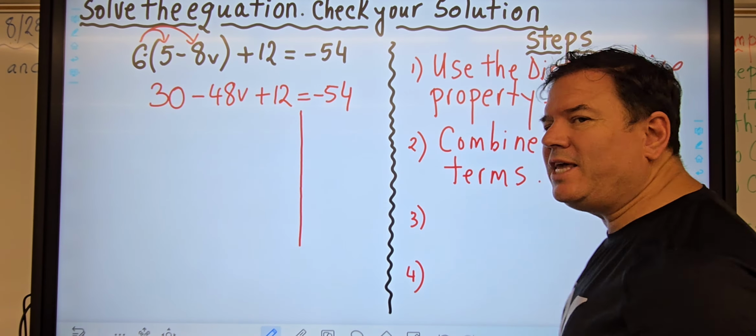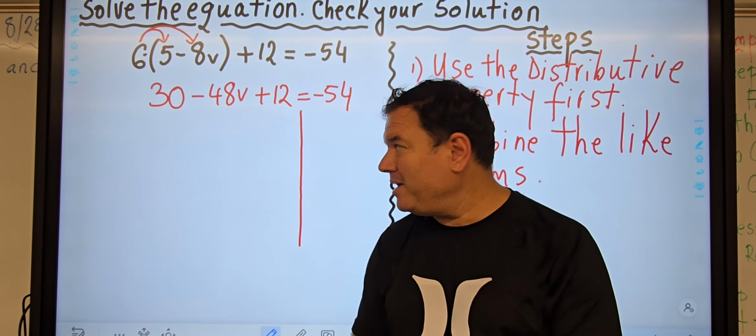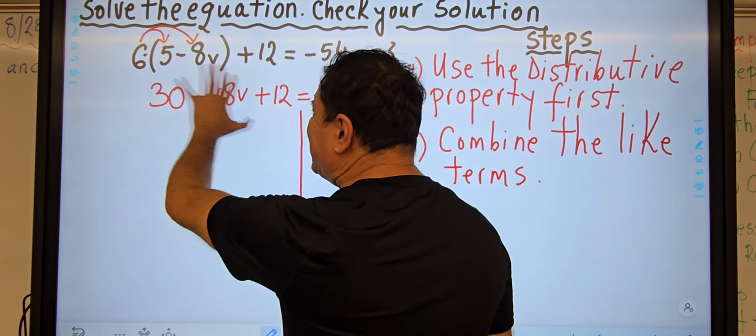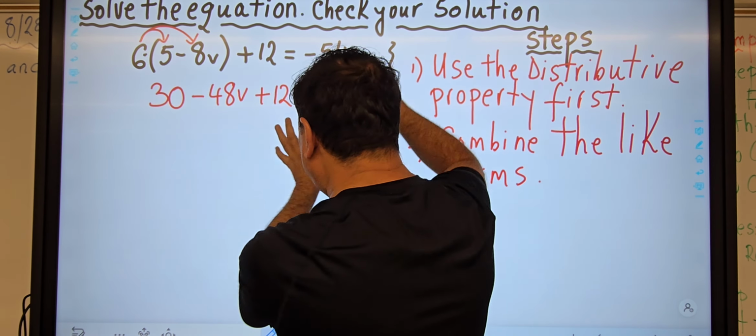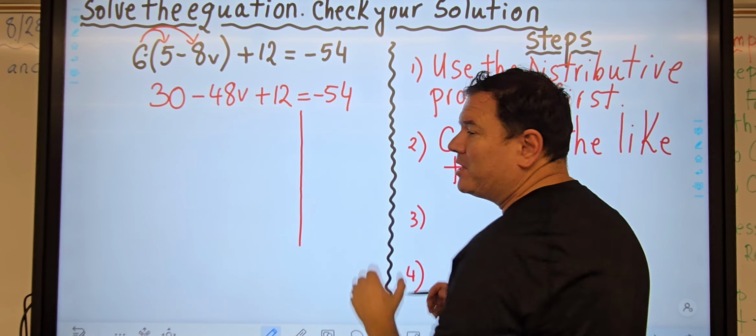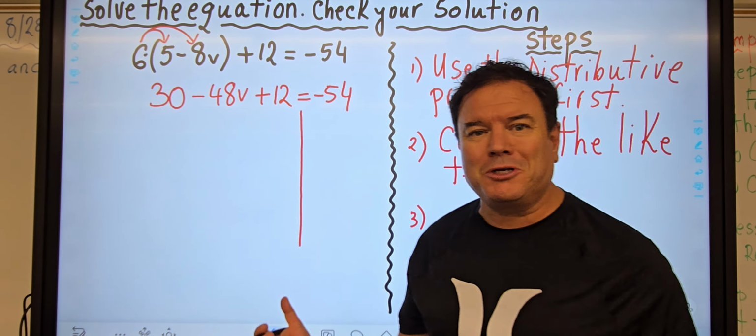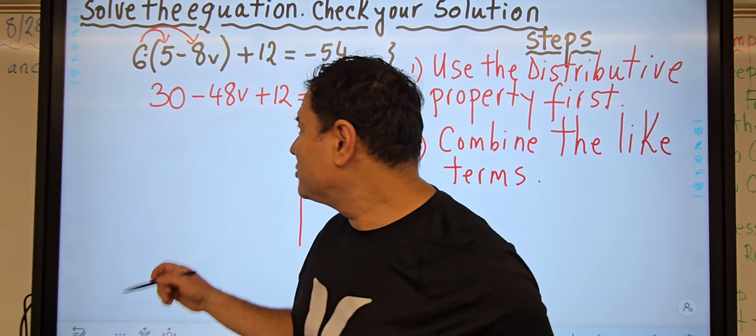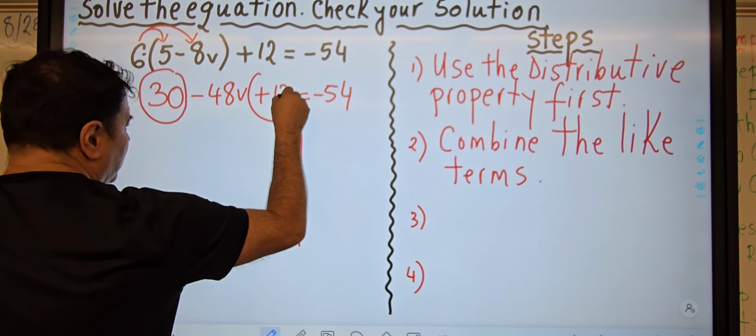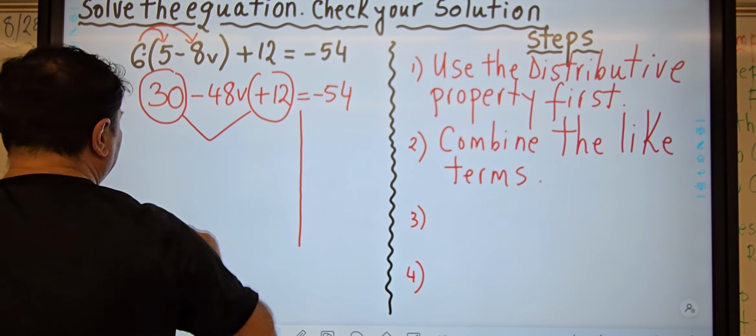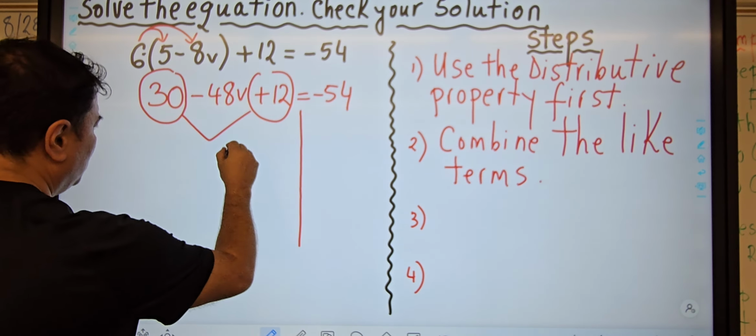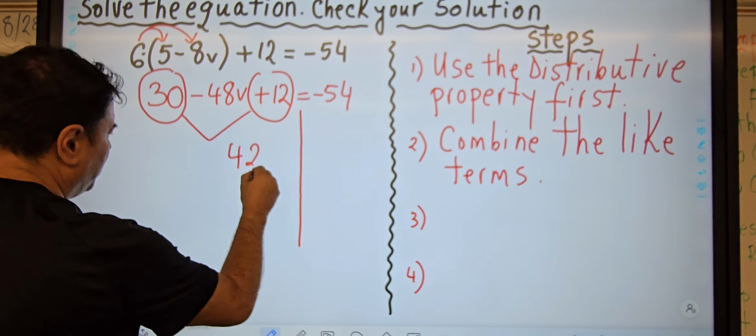And let's take a look to see if we have any like terms in this equation. And again, like terms have to be on one side of the equation. Here we just have negative 54, but here we have 30 and positive 12, which are like terms because they are just whole numbers. So let's circle 30 and 12, and we are going to add 30 plus 12, and that becomes 42.